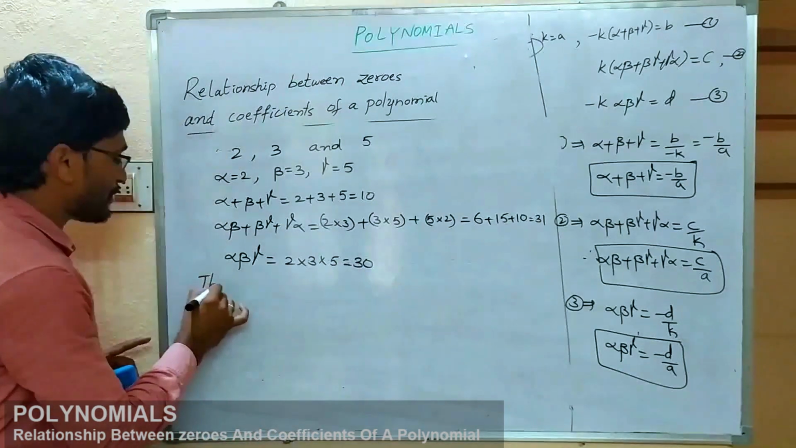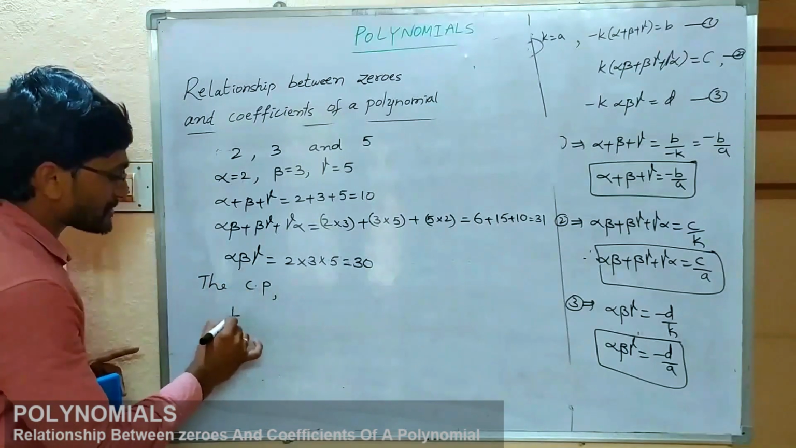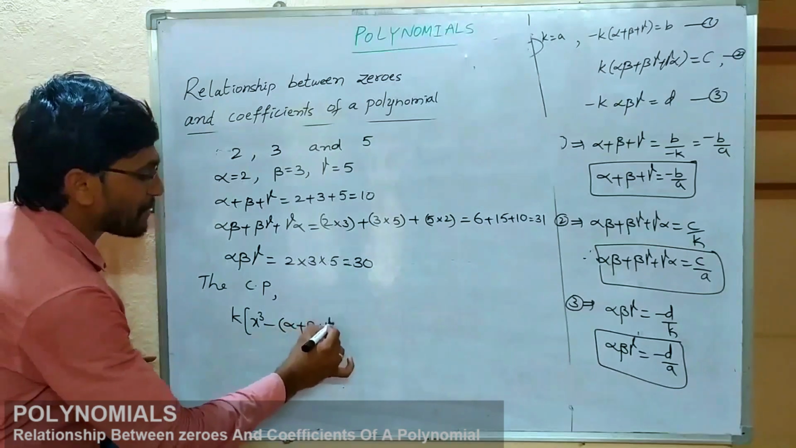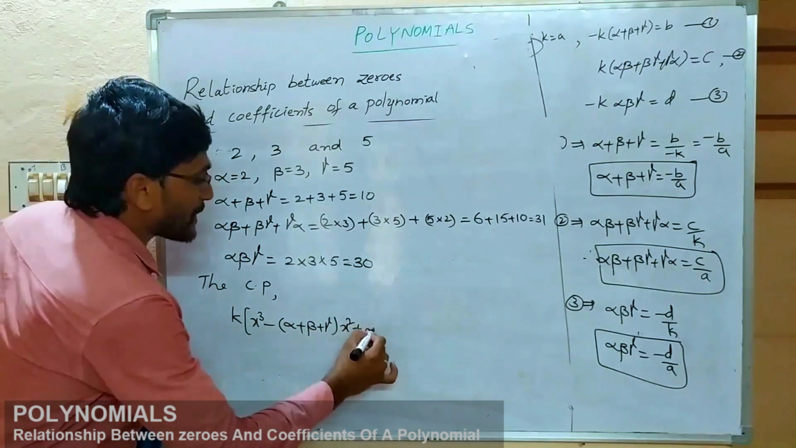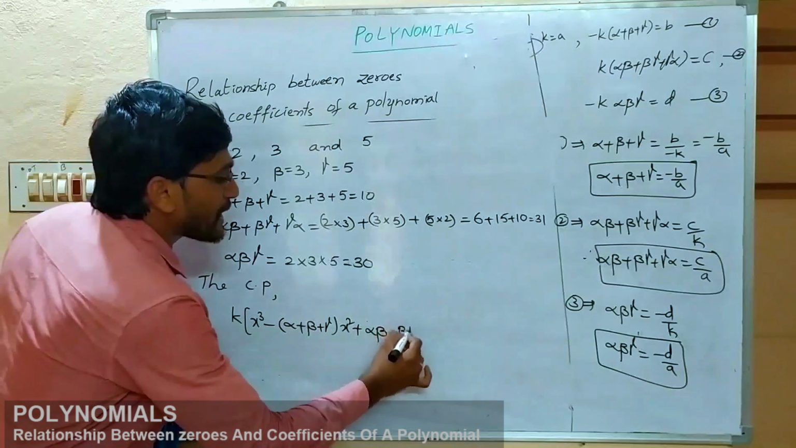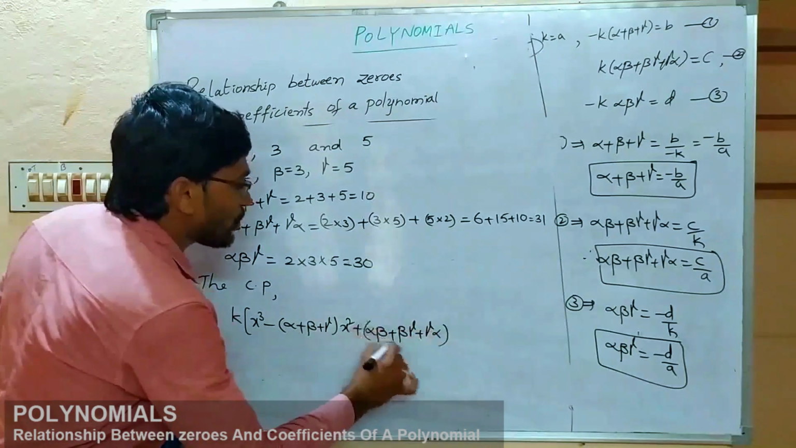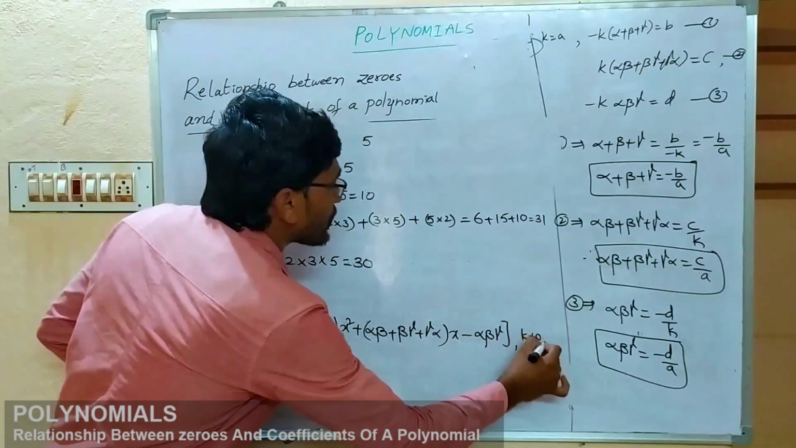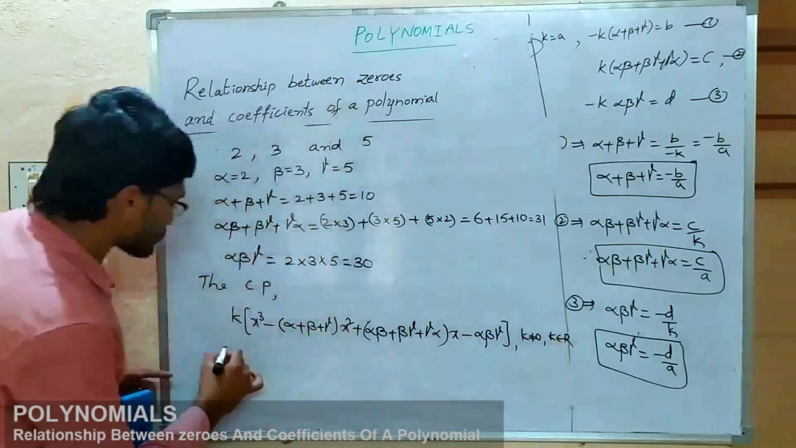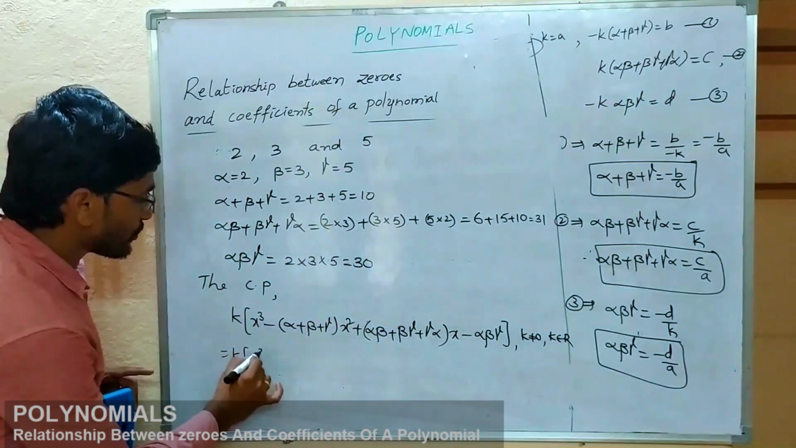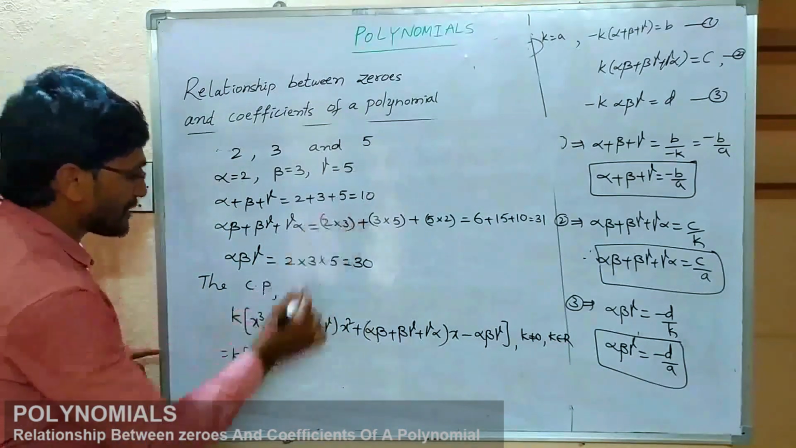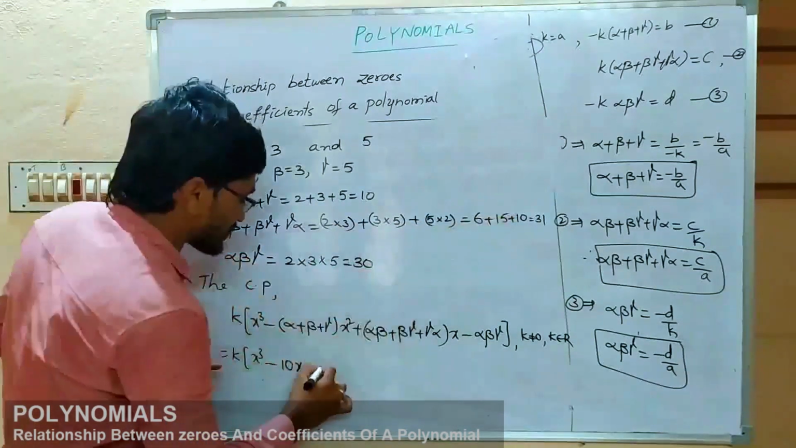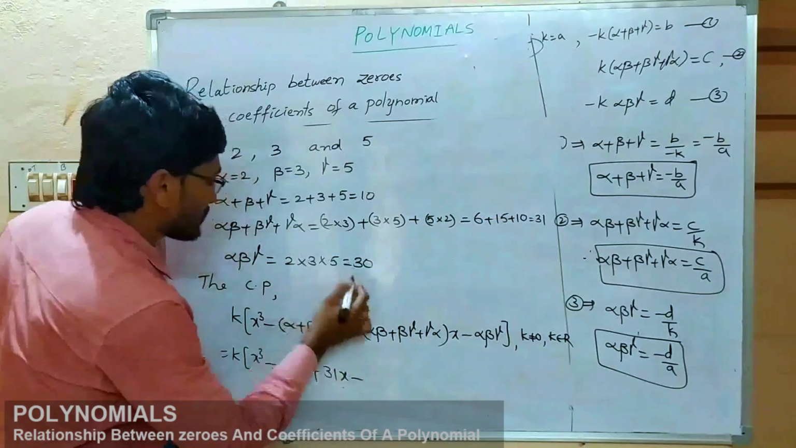Therefore, the required cubic polynomial is k into x cube minus (alpha plus beta plus gamma) into x square plus (alpha beta plus beta gamma plus gamma alpha) into x minus alpha beta gamma, where k is not equal to 0, k belongs to R. So k into x cube minus 10 x square plus 31 x minus 30.